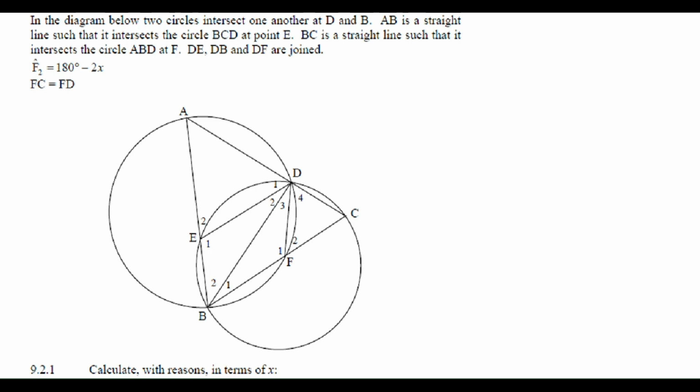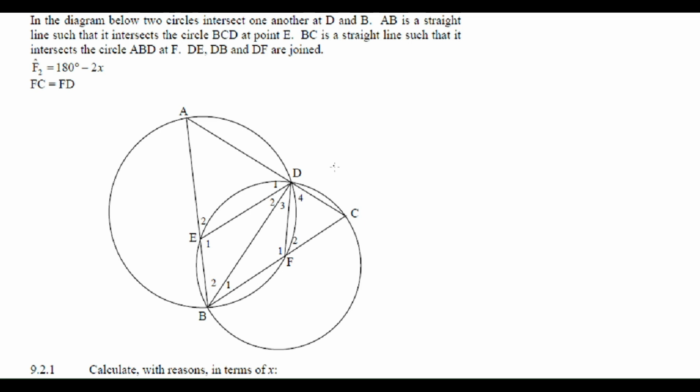Right, let's read the statement. They are saying in the diagram below, two circles intersect one another at D and B. AB is a straight line such that it intersects the circle BCD at point E. BC is a straight line such that it intersects the circle ABD at F. DE, DB, and DF are joined. Angle F2 is given as 180 minus 2x. FC is equal to FD.